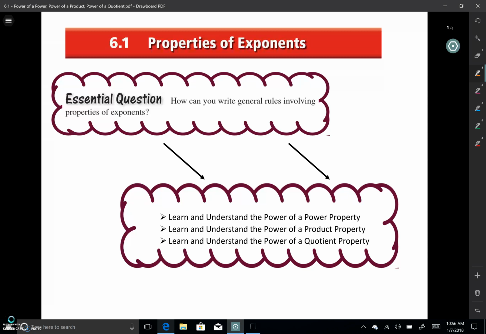Okay, everybody, welcome to the last video of 6.1, Properties of Exponents. Our essential question is the same: how can we write general rules involving properties of exponents? However, in today's video, we have 3 learning objectives.